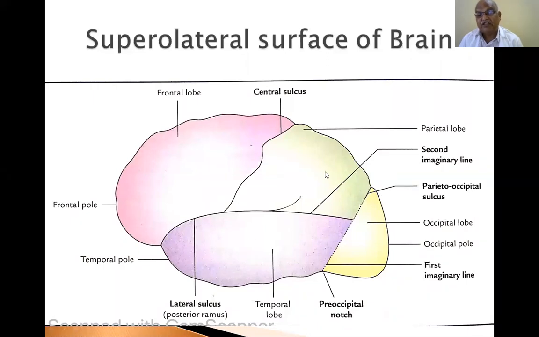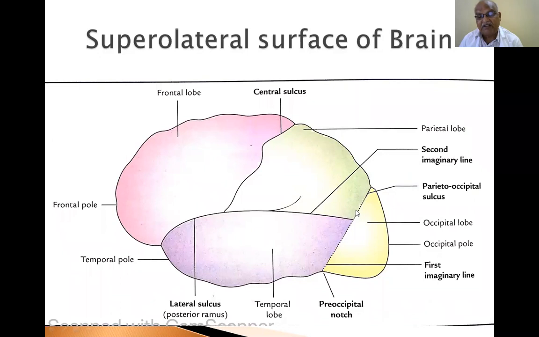Now, this is the parietal lobe, this is the occipital pole and occipital lobe. Between the parietal lobe and the occipital lobe, a parieto-occipital sulcus is there, up to a certain extent. From there, an imaginary line extends up to the pre-occipital notch, dividing the occipital lobe from the parietal lobe above and the temporal lobe below. Up to this one is the parietal lobe, from below is the temporal lobe.